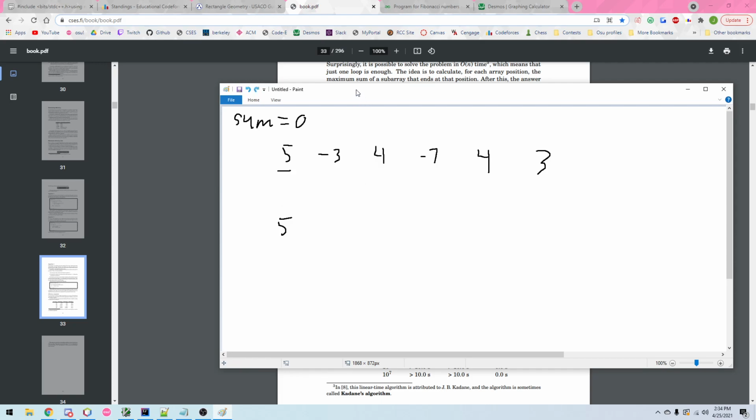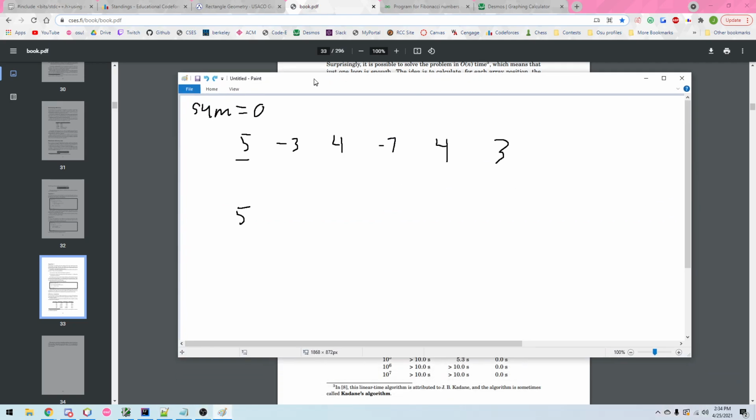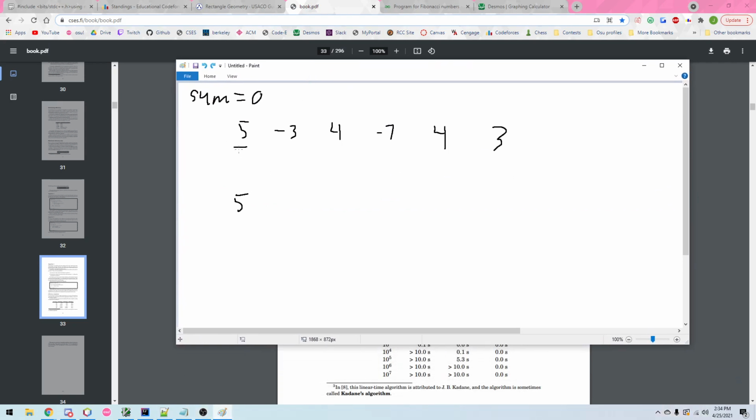So the observation that Kadane's algorithm makes is we're gonna simply take the maximum between if we take it and if we don't. And the reason is because if our sum is smaller than taking this element alone, then it's better to just disregard everything on the left and start fresh. So I'll just walk through this example real quick.